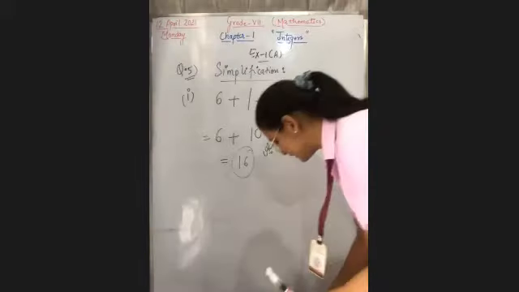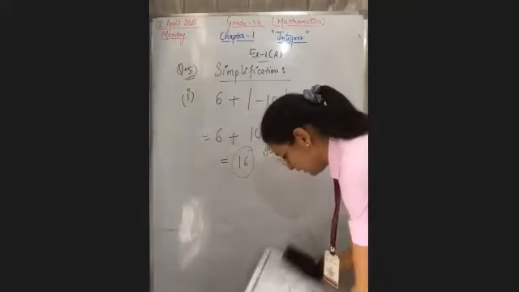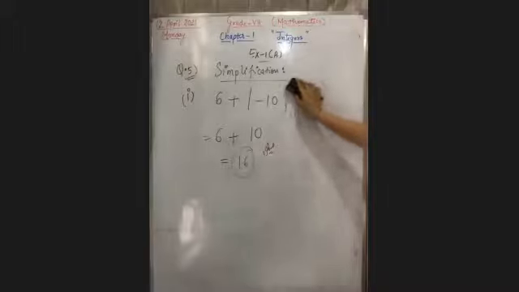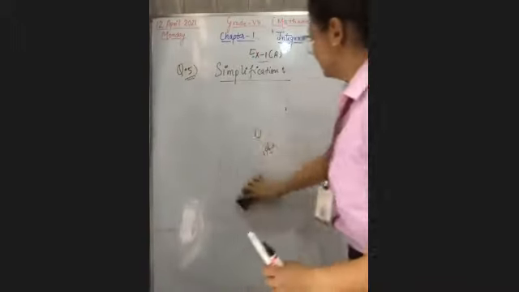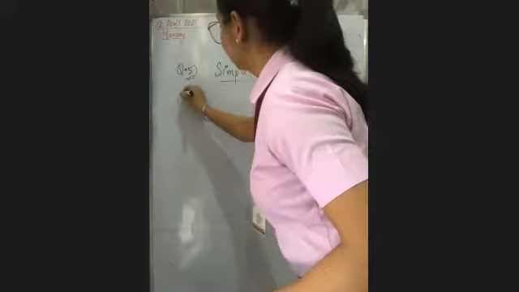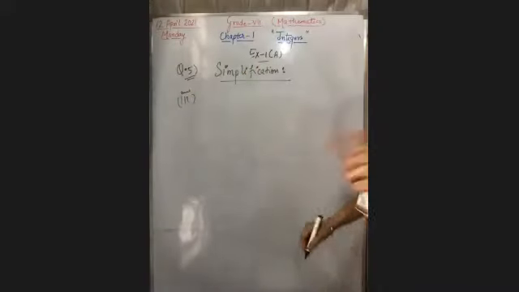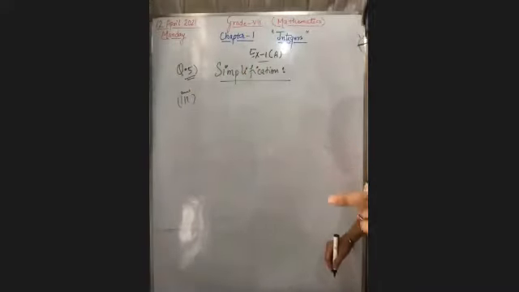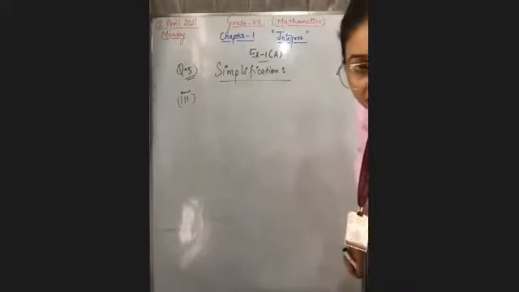Now let's start with the next question. I'm giving you part 3. After part 3, we'll discuss part 5. So part 3 is, I'm writing here. Please note it down, or you have to solve it in the practice notebook.